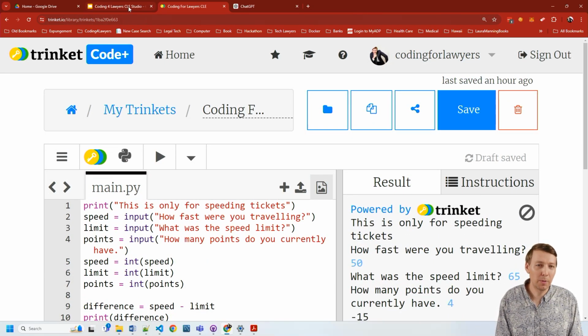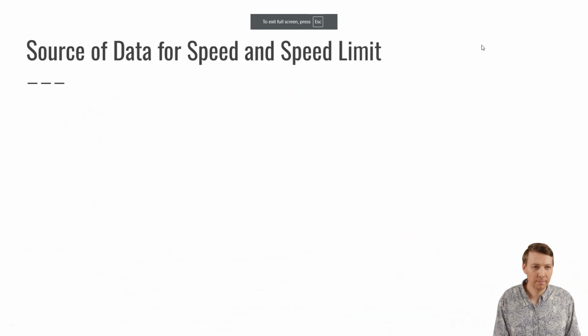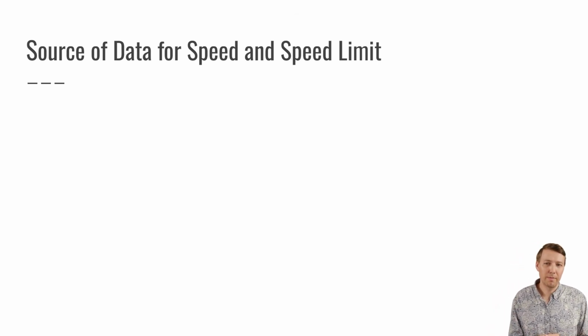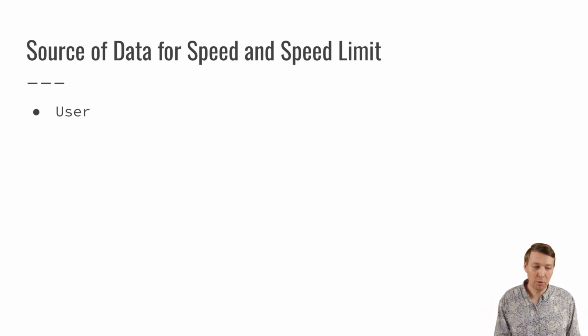Okay, so let's talk about a few things here really fast. So think about where we got the information for how we made these calculations, right? In our app, we just ask the user: how fast were you going? How many points do you have on your license? What was the speed limit? This is sometimes a very good source of information, but it's not always the best source. A lot of times people won't remember how fast they were going, what the speed limit was, how many points they have on their license.